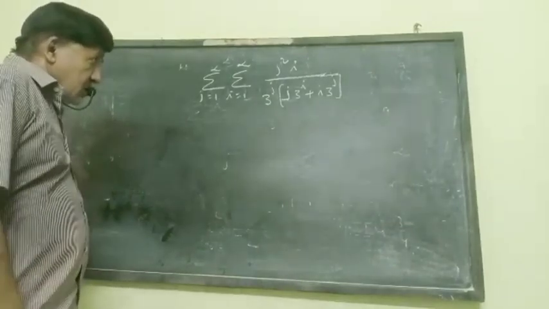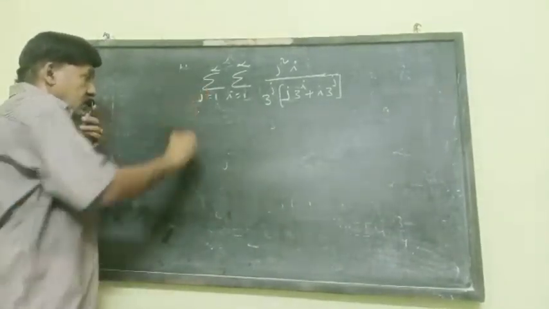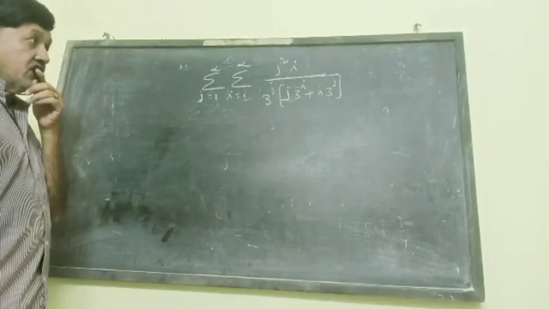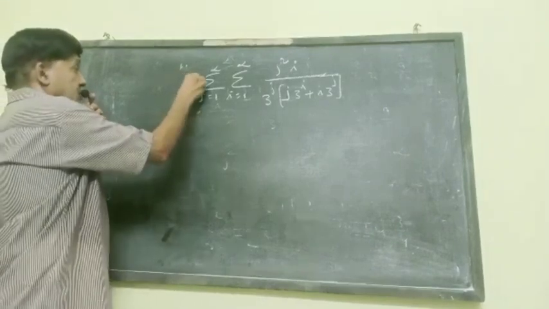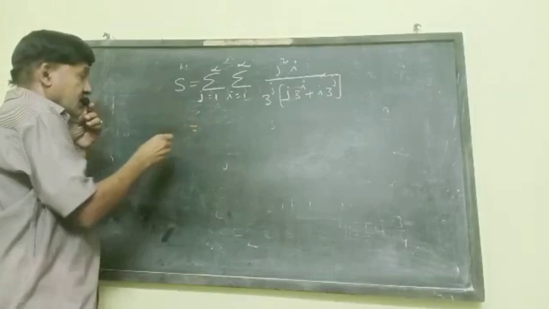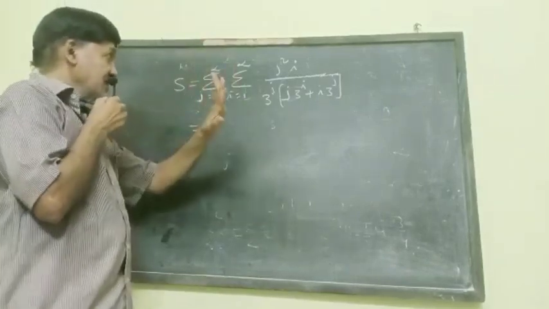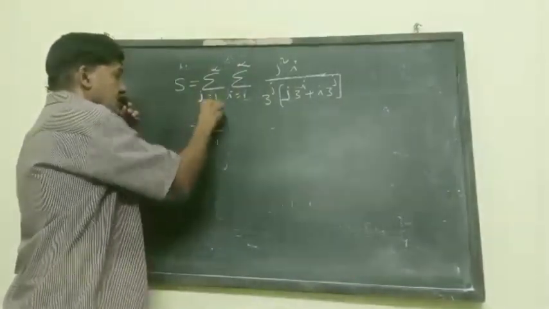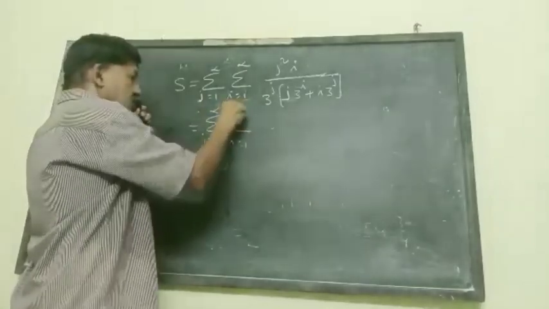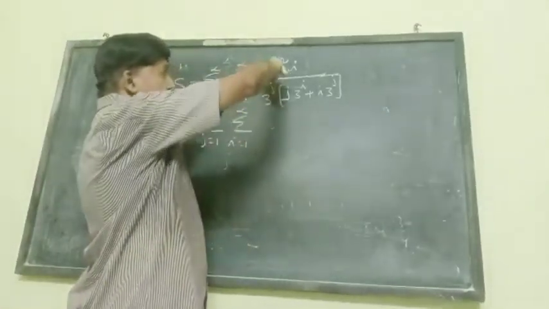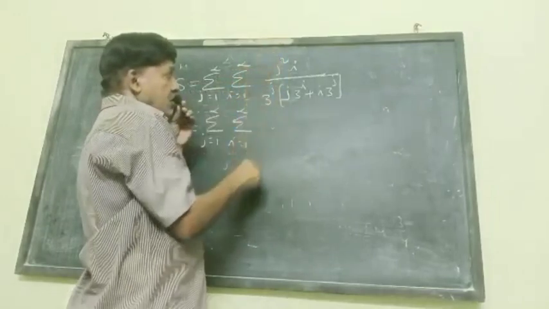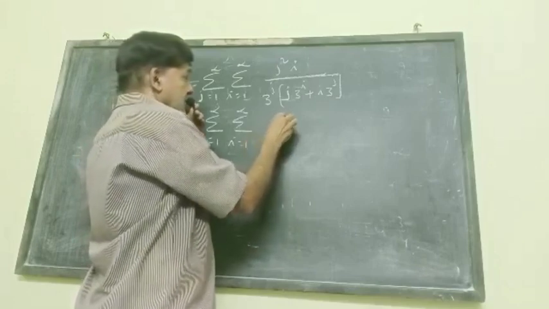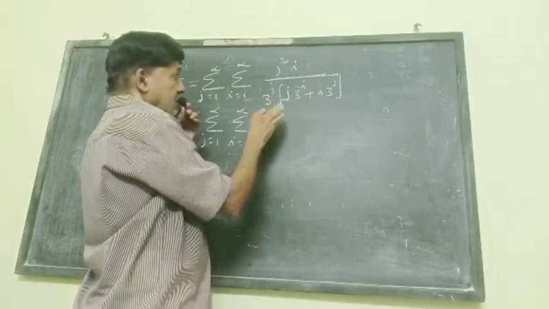Sigma i equals 1 to infinity, sigma j equals 1 to infinity. See, this is a peculiar problem. Listen, if we closely look at this problem, it is as good as sigma j equals 1 to infinity, sigma i equals 1 to infinity. You divide above and below with, let us say, j square i. Then you are going to get like this. You divide above and below with what?